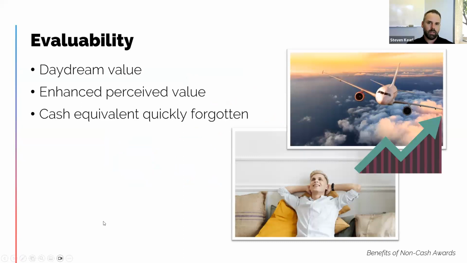And the first one is evaluability. What that means is it has a higher perceived value than cash. And it also lets you get that daydream value. So it gives you something to aspire to. For example, if at the end of a program you know you can win the trip of a lifetime or the ultimate home theater system, you'll be more motivated to achieve that goal than you would if it was just cash at the end of the program. So it gives you just that daydream value. And a lot of our catalogs actually have a wish list feature where you can add items to your catalog and then build points up to that. So it gives you a goal to achieve at the end of the program.